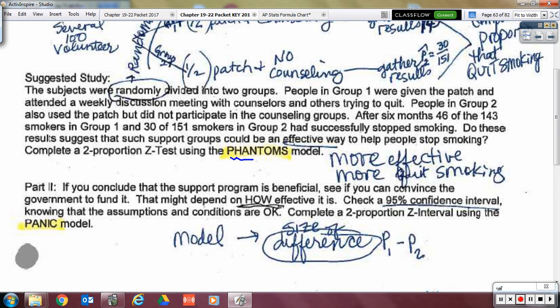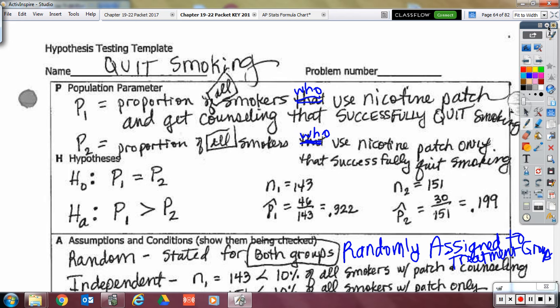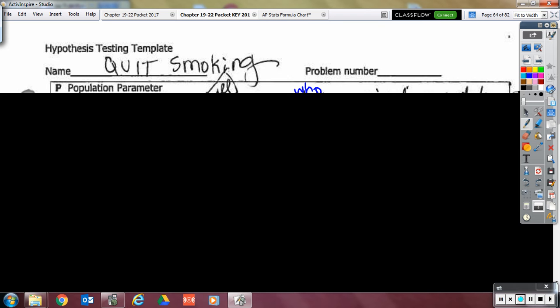So we would then run a hypothesis test. So we're going to do that on the next page, and it's blank on the next page, and you're going to do that. So turn it and let's do this.